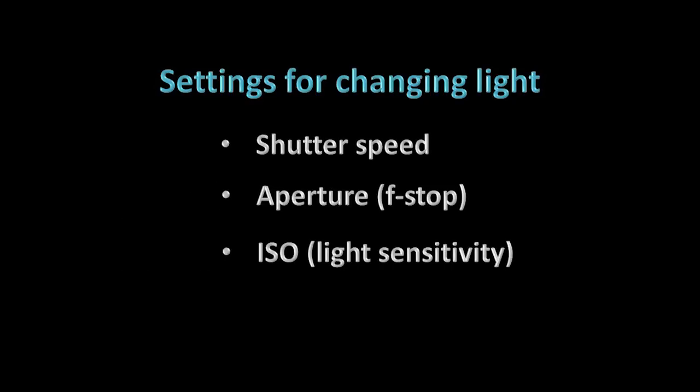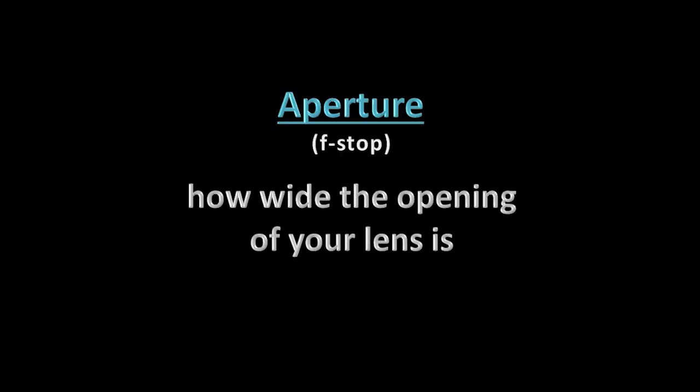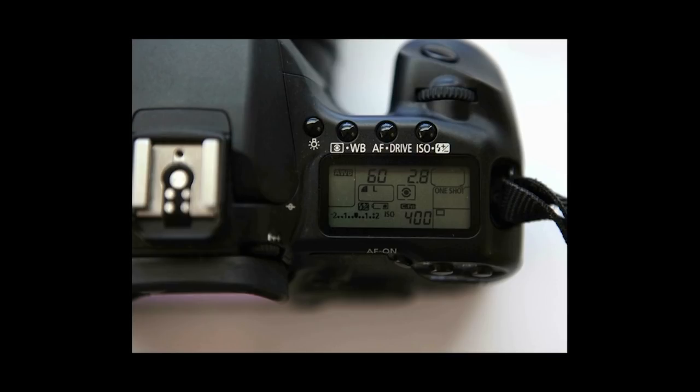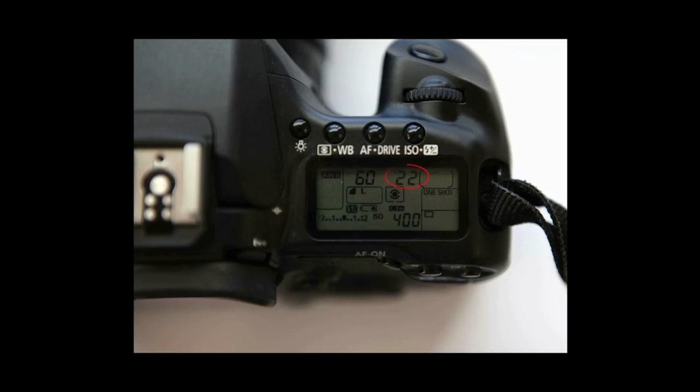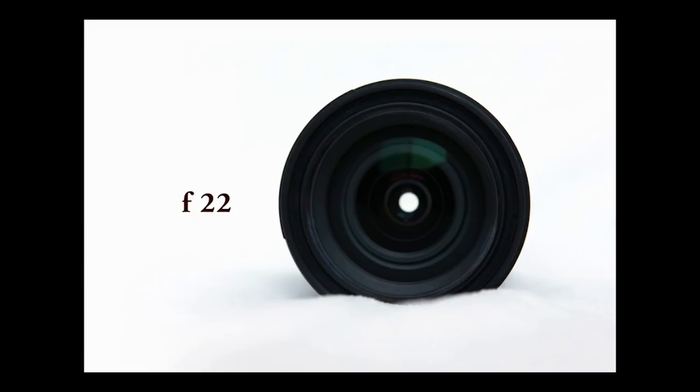The second way to control the light getting into your camera is with the aperture. Your camera's aperture, measured in f-stops, is the term for how wide the opening of your lens is. Check your camera's quick start guide again for the location of the dial that changes your f-stop. At a low number like 2.8, the aperture of your lens is wide open, letting in more light. A higher f-stop number like 22 means the opening of your lens is smaller, letting in less light.